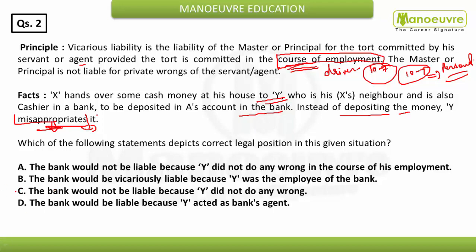Now the C option, which tells me the bank would not be liable because Y did not do any wrong, ये तो कुछ मतलब ही नहीं बनता है ना. Of course Y did something wrong, correct? But can it be the bank? This type of legal suggestion will never be our answer, because it does not have legal language in it. Very, very important is legal language. A suggestion will never ever be our answer.